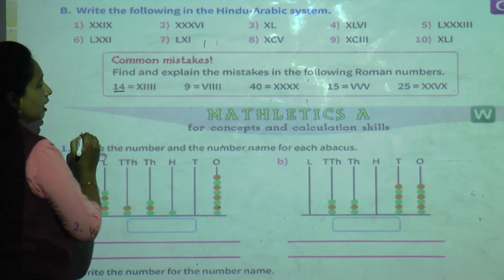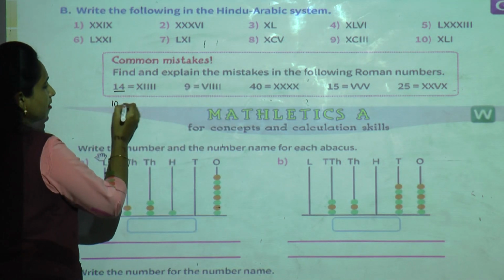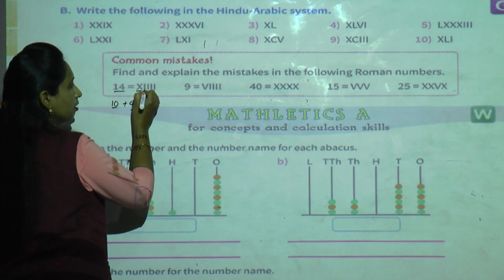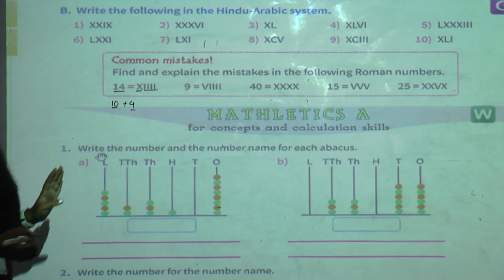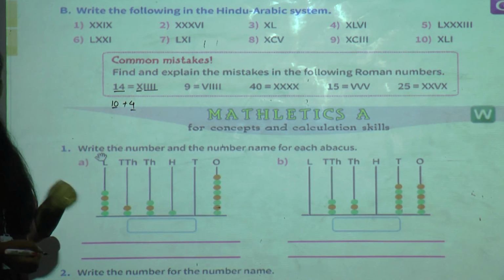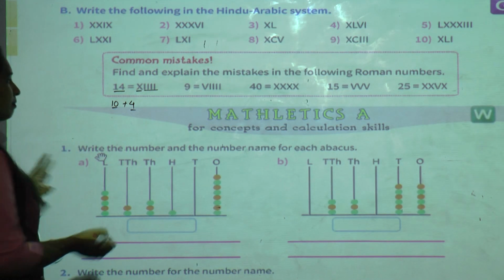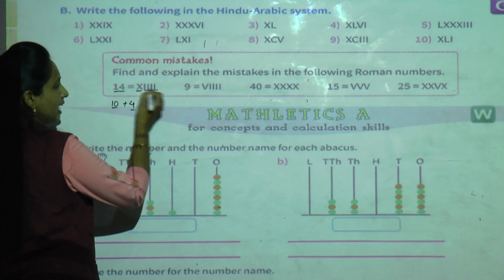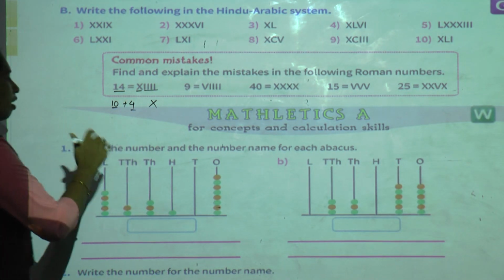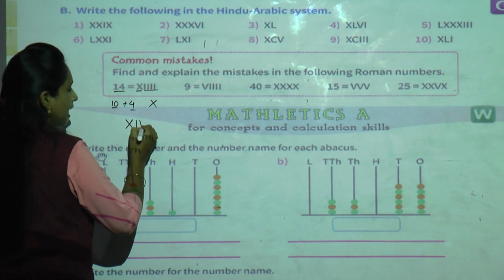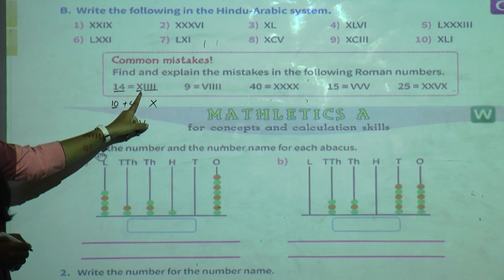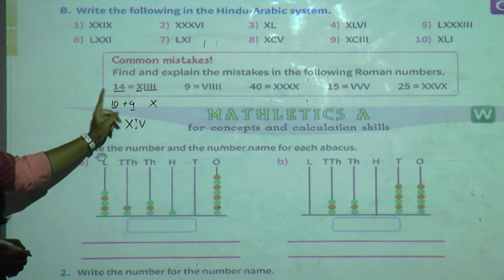So 14. When we expand this 14, 10 plus 4. So 10 is represented as X and 4 means 4 times I. But we have studied in our rule number 1 that we can repeat I only 3 times. So we cannot repeat I 4 times. So it is totally wrong. So how will 14 be written? XIV. This is the correct one. This is the wrong one. So you should not do this.